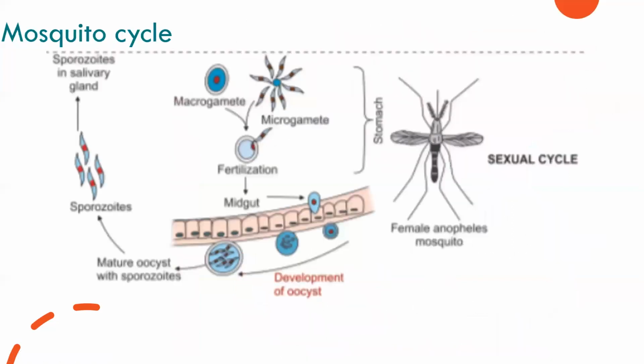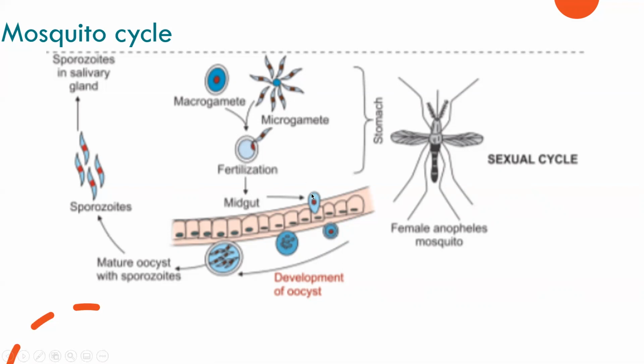Moving on, the mosquito cycle. Now, once these gametes are formed, your microgamete being your male gamete, and your macrogamete being your female gamete, there is exflagellation occurring from the microgametes, leading to your microgamete and your macrogamete fertilizing together to form your zygote. Now, excuse me, the zygote undergoes forms of maturation, and it forms an ookinete, which is a motile form, and it travels all the way to your midgut.